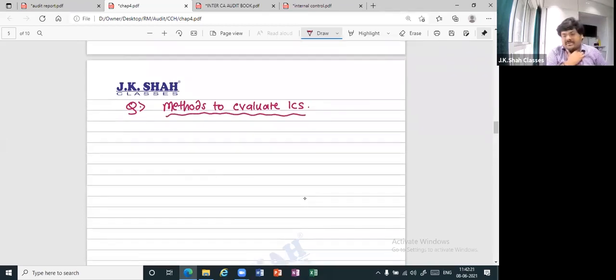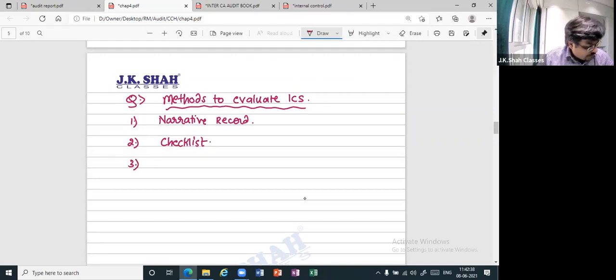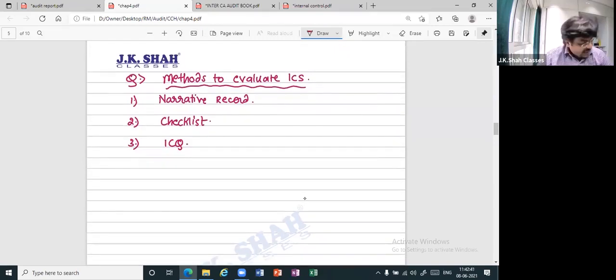Now, when I say methods to evaluate ICS, basically there are 4 methods. Which 4 methods? One by one. Firstly, narrative record. I'll first list them and then I'll explain one by one. Okay, they are simple as such. Secondly, checklist. Third one, which we already know, ICQ. And the fourth one is something known as a flowchart. So these are the 4 methods. Which methods are there? Narrative record, checklist, ICQ, and a flowchart. Repeating, narrative record, checklist, ICQ, and a flowchart.